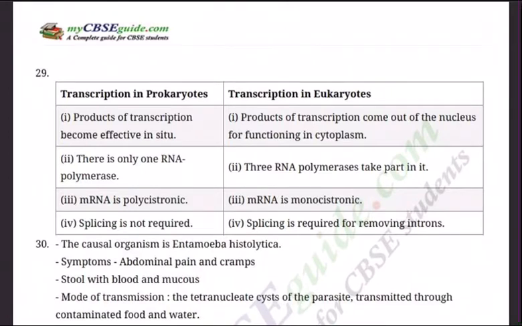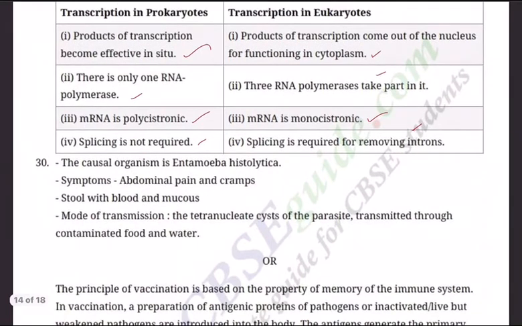Now question number 29: Differentiate between the process of transcription in prokaryotes and eukaryotes. Transcription in prokaryotes: products of transcription become effective in situ. Transcription in eukaryotes: products of transcription come out of the nucleus for functioning in the cytoplasm. There is only one RNA polymerase in prokaryotes, while 3 RNA polymerases take part in eukaryotes. In prokaryotes mRNA is polycistronic, whereas in eukaryotes mRNA is monocistronic. Splicing is not required in prokaryotes, whereas splicing is required in eukaryotes for removing introns.